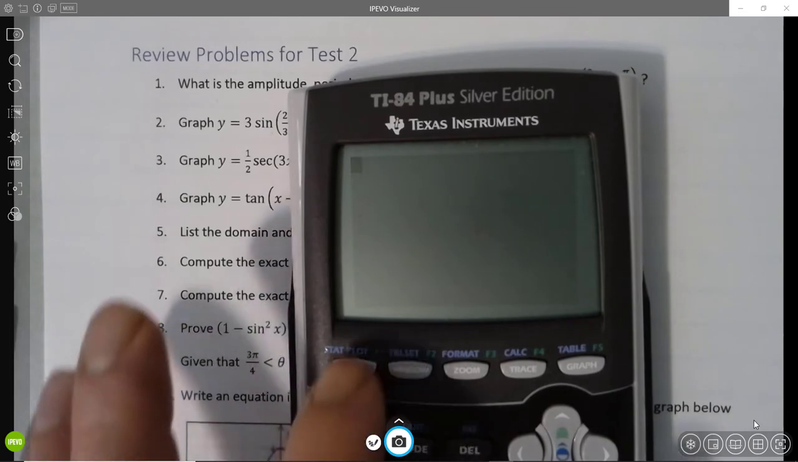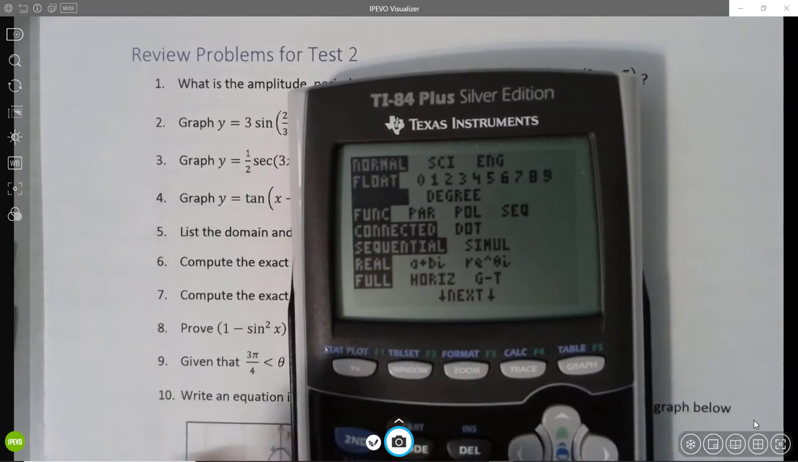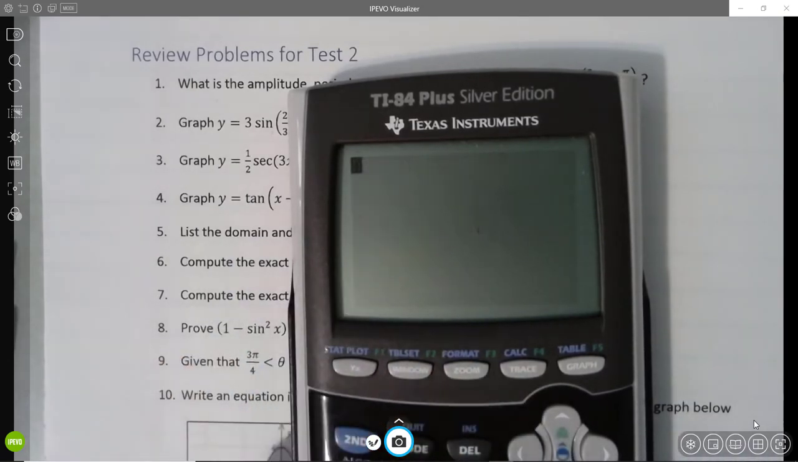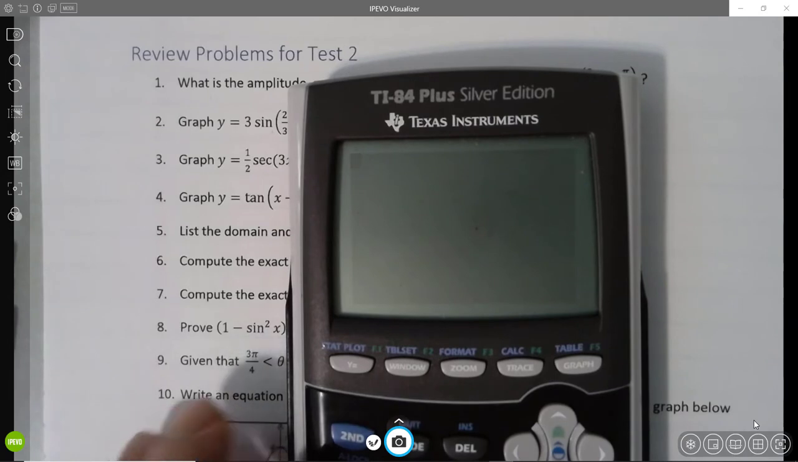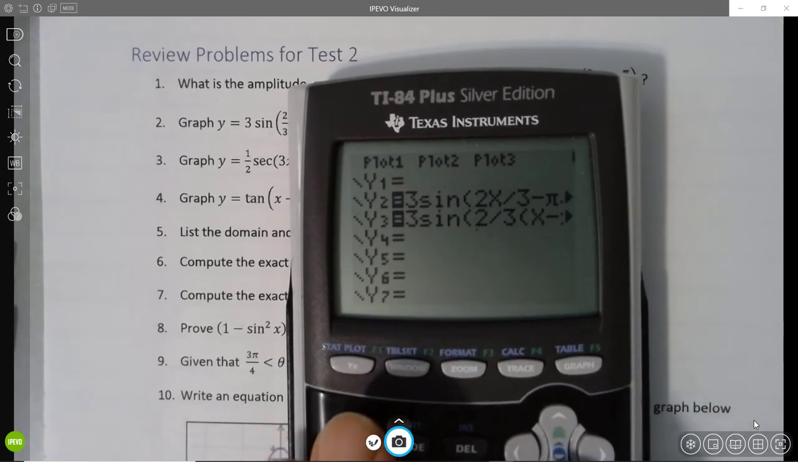And what we want to do here is make sure we're in the right mode before we start. So this is in radian mode. And then I'll type in the function. Now I've typed it in two different forms. So I will come back to that in just a minute.